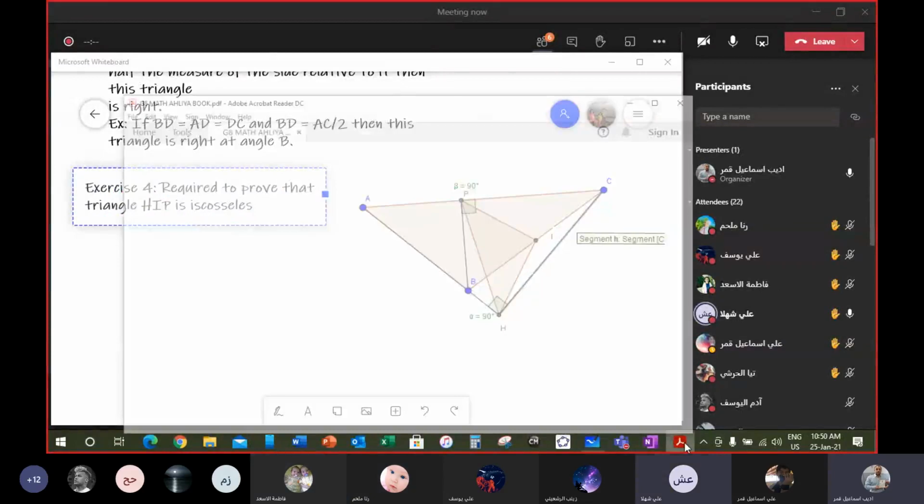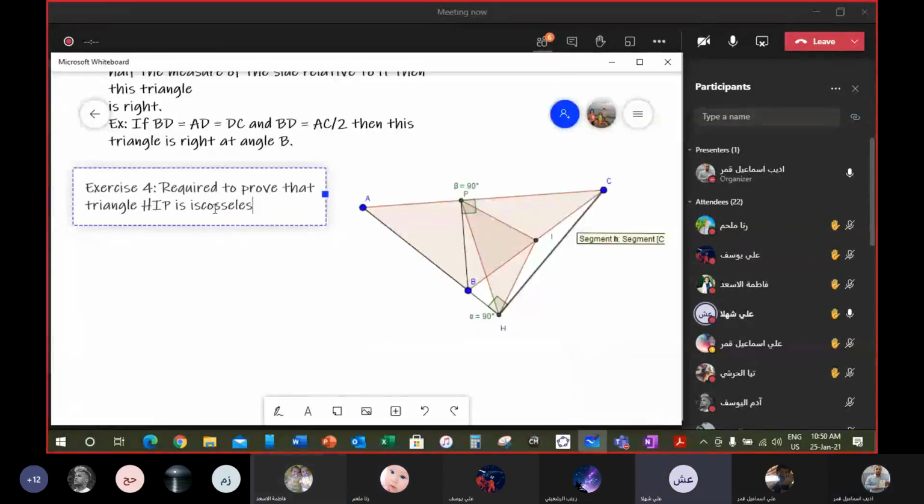What is required to prove that triangle HIP is isosceles? If we want to prove that this triangle is isosceles, we should prove that PI equals IH, or that angle IPH equals angle IHP.